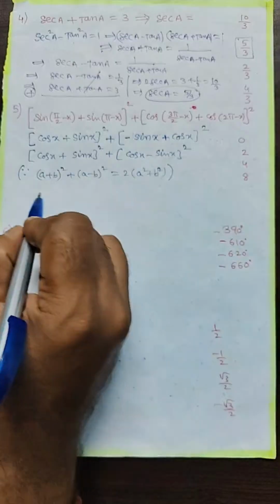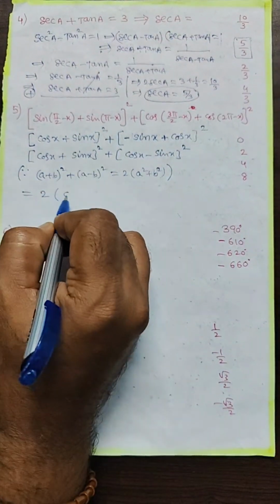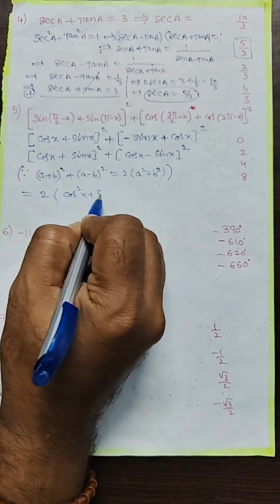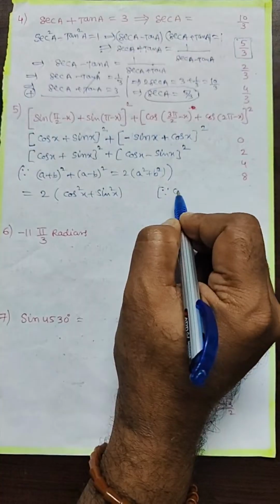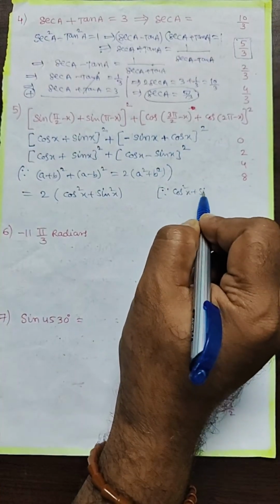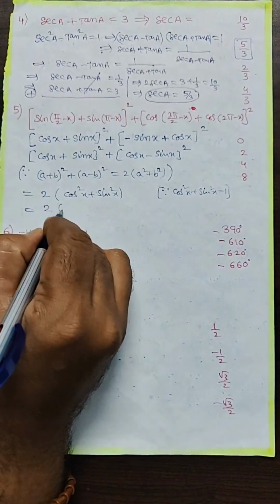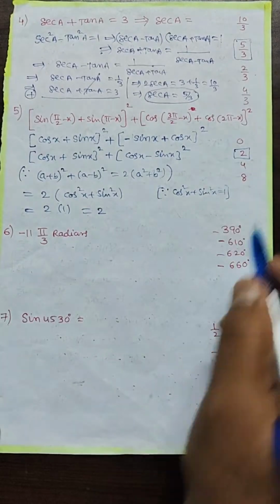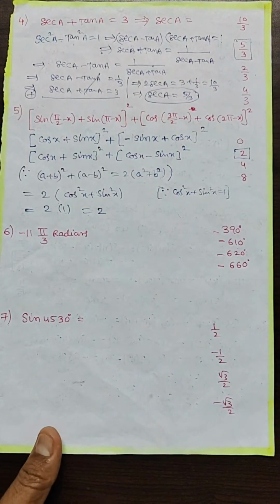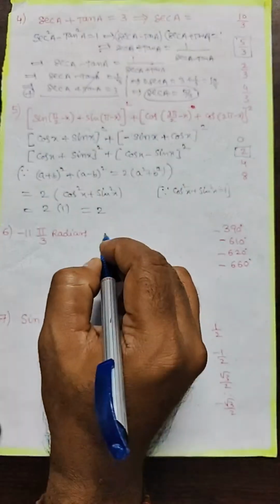So by using this formula, 2 into (a square plus b square), where a value is cos x and b value is sin x. So cos square x plus sin square x. We know that sin square x plus cos square x value is 1 from the identity. So which is equal to 2 into 1, which is equal to 2. It is there in the option. Okay, dear students, I hope you understand. We'll move on to the next question.